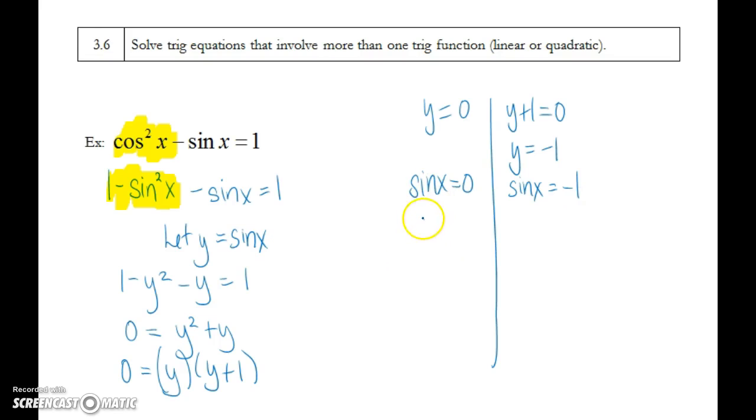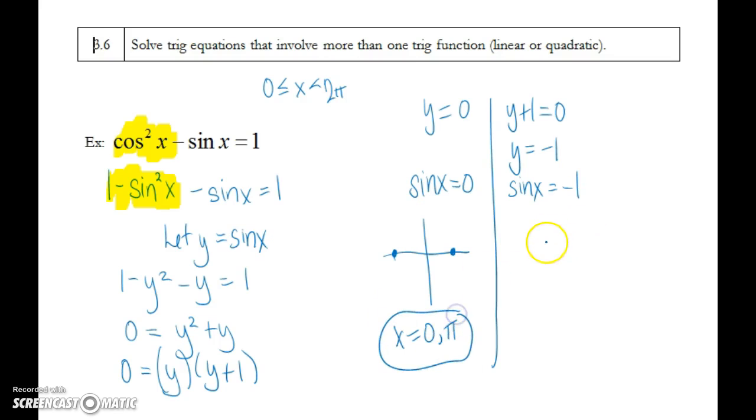So sine x equals 0 is quadrantal. Sine is the y coordinate. The y coordinate is 0 in these two locations. Let's put our restrictions between 0 and 2 pi. So let's say that we want our answers in radians. And so we have 0 as one solution and pi as a second solution.